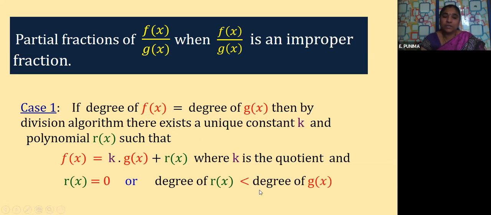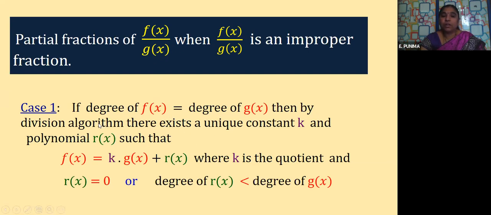So what does it mean, children? Let us see once. Suppose f of x by g of x is an improper fraction. So what is the first case we are seeing? Because it is improper, it can be greater than or less than, where the degree of f of x and the degree of g of x are compared. So now the degree of f of x is equal to the degree of g of x, I am considering as case 1. If these two degrees are equal, then what happens?